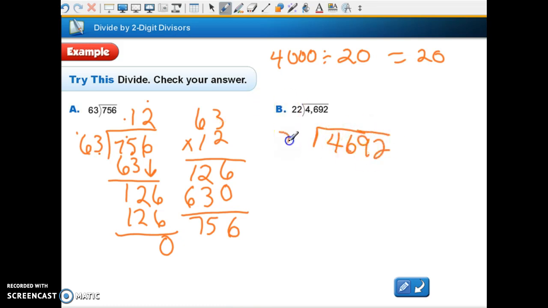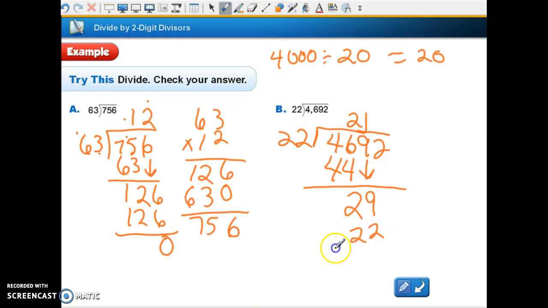4,692 divided by 22. 2 times 22 is 44. Then you're going to subtract. 6 minus 4 is 2. 2 cannot be shared equally among 22 groups, so we're going to bring down our 9. And 29 divided by 22 is 1. And notice that I put my 1 right over my 9 up top. And 9 minus 2 is 7. I cannot divide 7 equally among 22 groups. So I'm going to bring down my other 2.